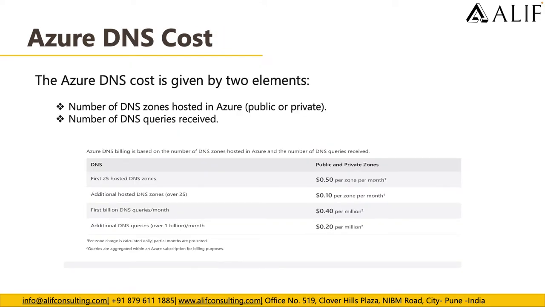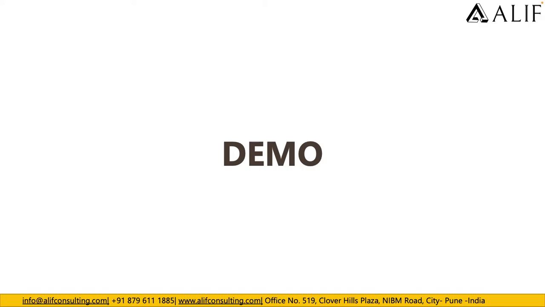Well, here is the cost. So Azure DNS cost is basically given by two elements. One is the number of zones and another one is the number of DNS queries received. So you can see in the snapshot, for the DNS zones, it will be charged 50 cents per zone for the first 25, and then you need to pay 10 cents per zone after you cross the 25 hosted DNS zones limit. And then you will be charged based on the queries which are coming to the DNS or which are resolved by the DNS. Well, let's move to the demo.